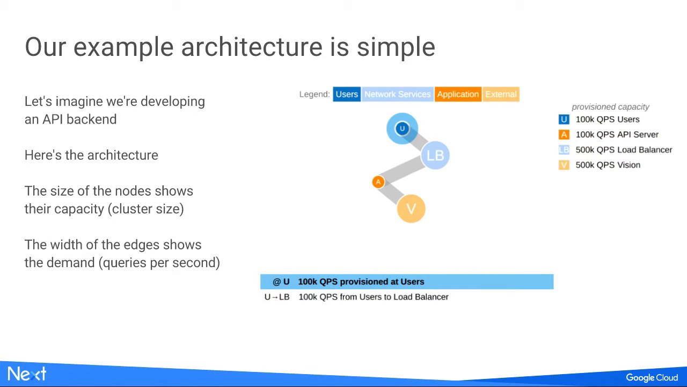So the size of the nodes is capacity, and the size of the edges is traffic flowing along them, right? So if the edge gets bigger than the dot, we're in trouble, right? Think about that. And if the edge gets a lot smaller than the dot, that means we're not serving to our capacity, and that's probably a problem also. Okay?